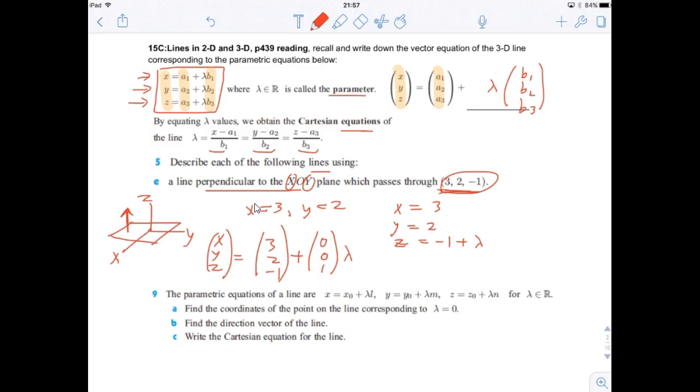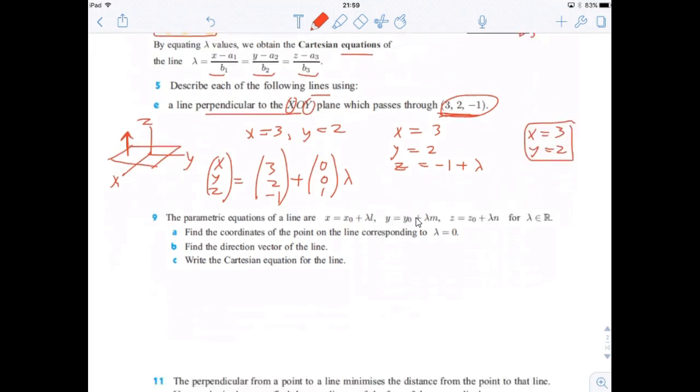And then finally, we would have the Cartesian equations. Remember that the Cartesian equations don't have lambda in them. So this z equation, we don't have that for the Cartesian equation. Otherwise, we use the other two equations, which are x equals 3 and y equals 2, to define our Cartesian equation. Just with those two, we know that z can be anything, so we don't need to specify that for the Cartesian equation. We just say x equals 3, y equals 2.